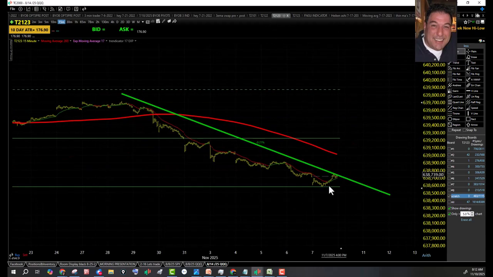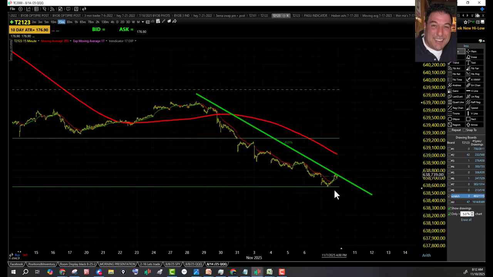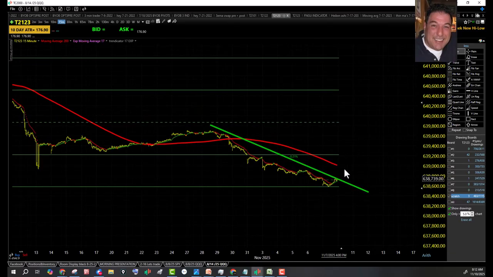Bulls staged a rally, as you can see right here, coming back to the downtrend line. We need them to cross it. We need them to hold higher ground. We need them to cross the 200 SMA. We need them to hold higher ground. None of that's happening yet, all right?